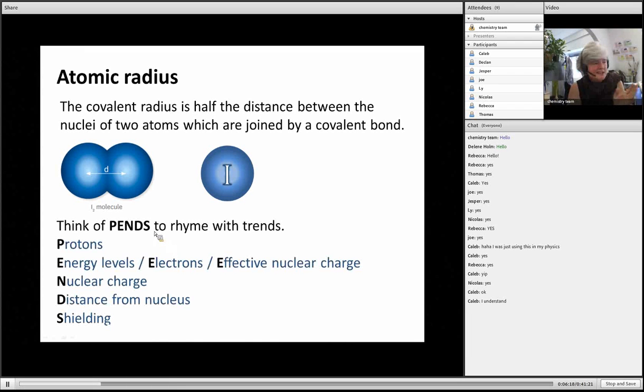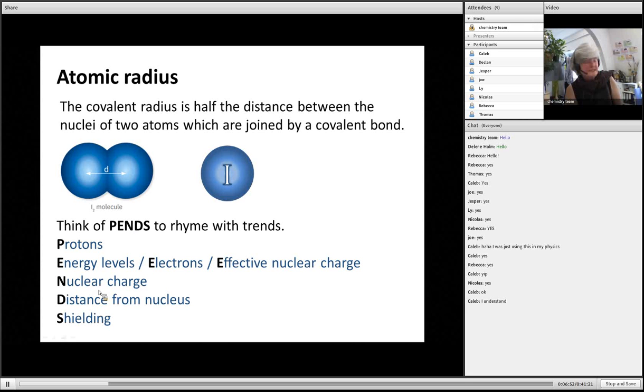Now, I've got a little rhyme to help you remember all the things you need to discuss. You're talking about trends, so think of PENS. P for protons, E for electrons, energy levels, effective nuclear charge. So there's lots of E's there. N for nuclear charge. That'll be how many protons are in the nucleus. That's the nuclear charge. So if you're thinking of your Q1, Q2, your nuclear charge will be Q1.